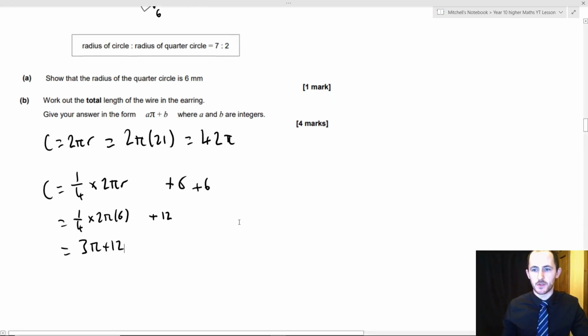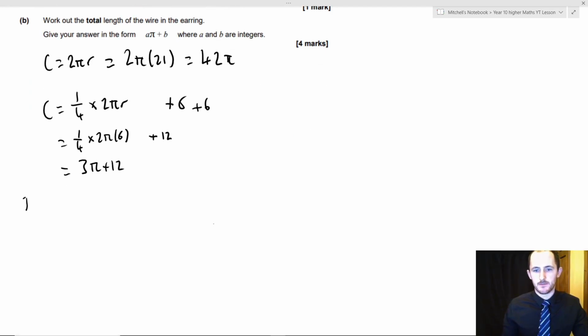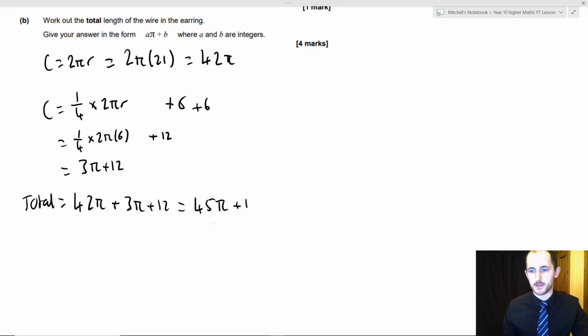So now the total is the 42 pi we had from the first bit, the big part of the earring, plus 3 pi plus 12. So it's going to be 45 pi plus 12. So A is 45, B is 12. They're both integers, so it looks like we are correct.